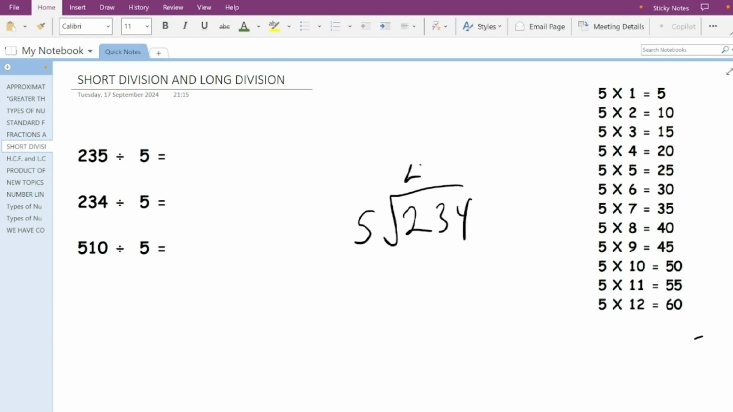5 times 4 is 20, you write your 4 here, you write 20 here. You subtract. 23 minus 20, you start from the back. 3 minus 0 is 3. 2 minus 2 is 0, you put your dot. When you're doing division, you use dot.